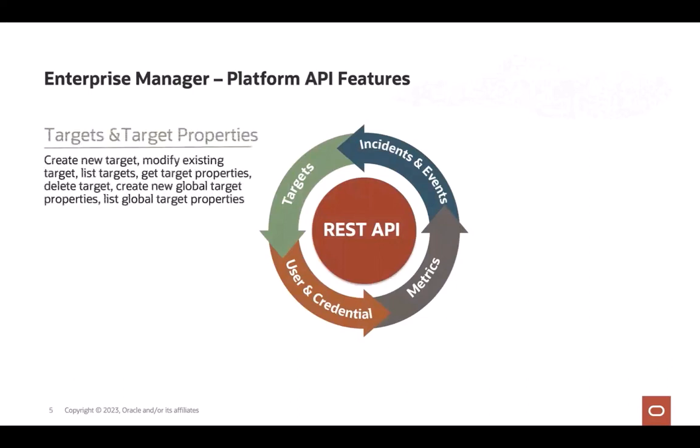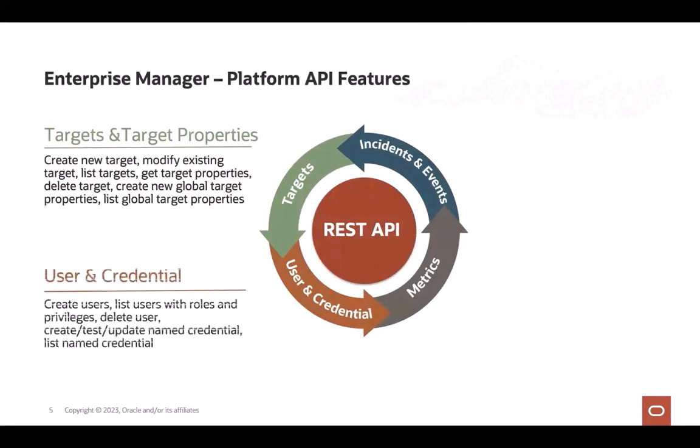So talking about the first, targets and target properties, under this, you will see REST APIs to list global target properties, create new target, modify existing target, get target properties, and delete target. Under user and credential management, you can see creating the user and granting the user the required roles and privileges, deleting the user from Enterprise Manager, listing all users in Enterprise Manager, creating new named credentials, and listing named credentials.